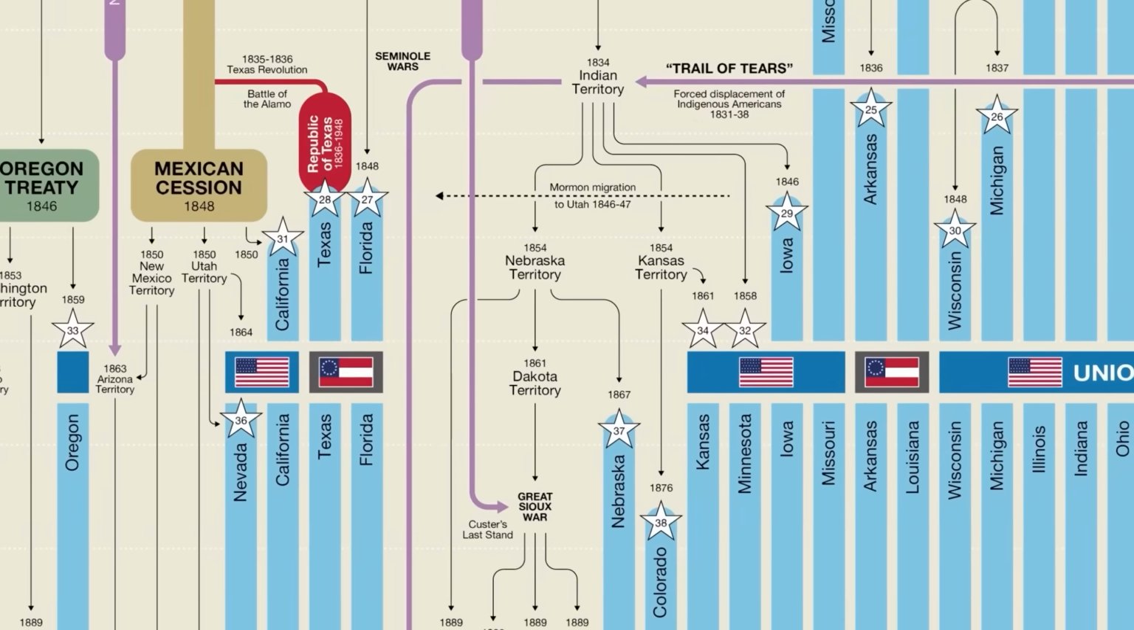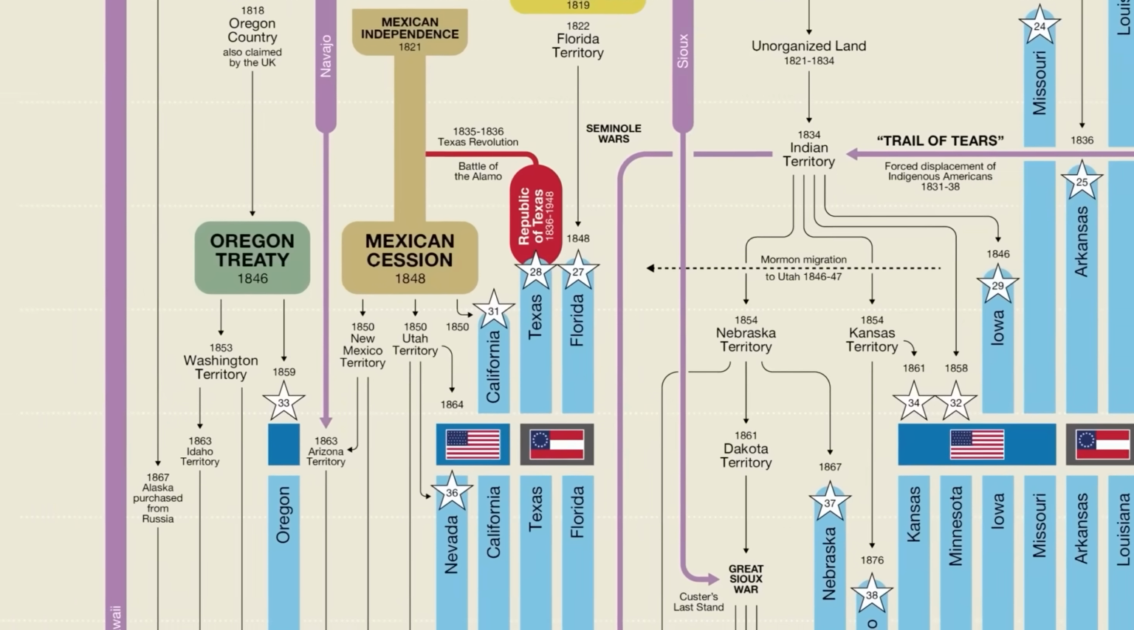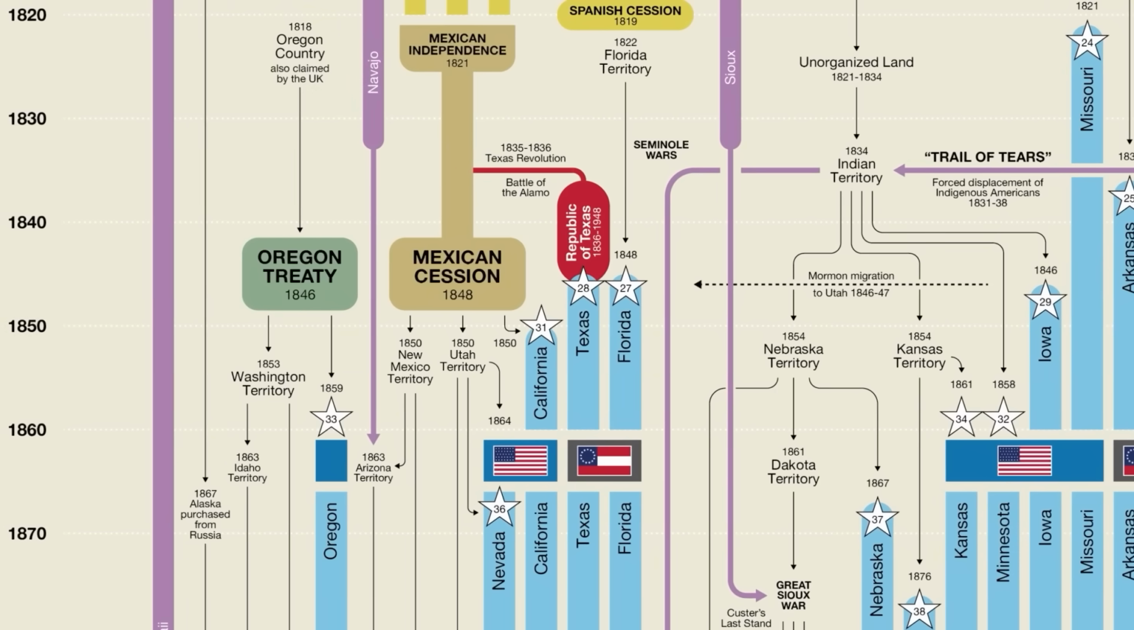Over in what had previously been Mexican territory, another major indigenous group met a slightly different fate. The Navajo tried to make peace with the Americans rather than fight them. But in the end, they were forced to leave their ancestral lands and relocate to a reservation in an event known as the Long Walk of the Navajo.